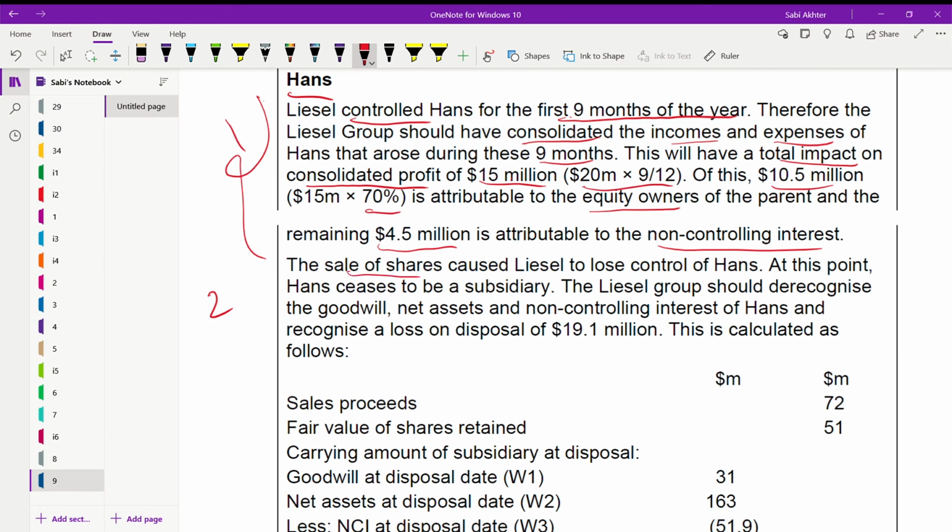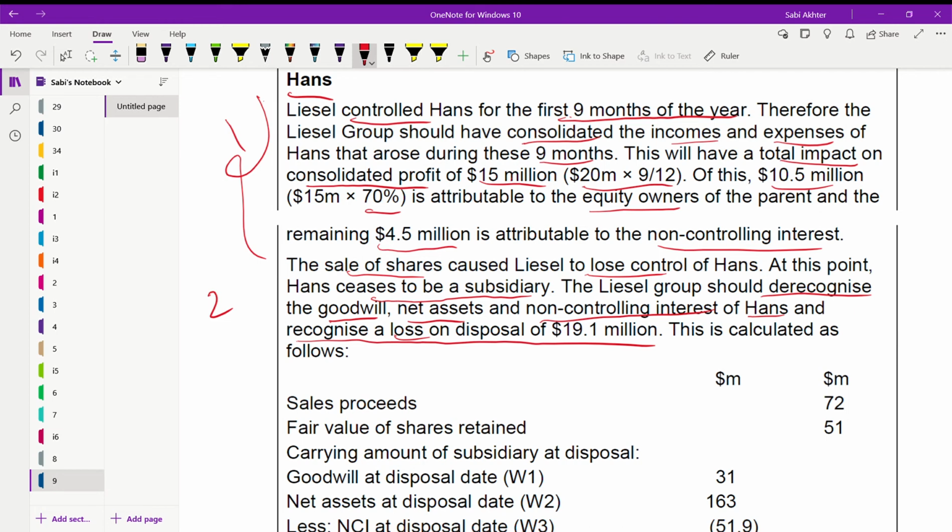So this sale of share is a loss of control. At this point, they cease to be a subsidiary. They are no more a subsidiary. Therefore, they should de-recognize the goodwill, the net asset, the NCI of Hans, and recognize a loss on disposal instead. De-recognize and recognize a loss. It could be a loss or a profit, but in this case, it's a loss because you have calculated it of 19.1 million.